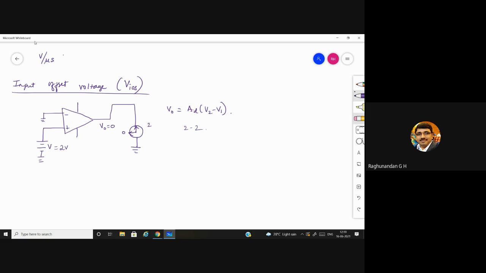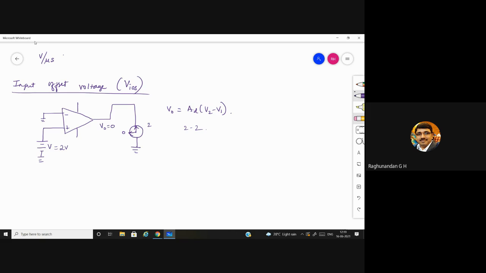Now the op amp is tuned up. From now onwards, whatever output you will be getting is purely based on the input whatever you are giving. So that unwanted voltage or leakage voltage will not appear at the output side, because we are cancelling it by adding one extra battery. So this is how the input offset voltage will be nullified.